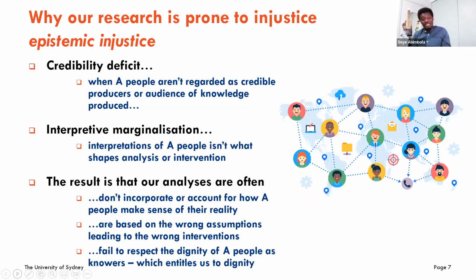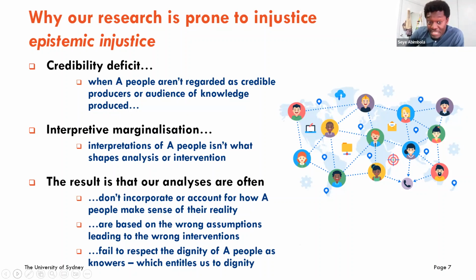Now, what Fricker said, and how she described those two forms of epistemic wrongs, one of them is the idea of credibility deficits, which she defines, which I would describe here as when people are not regarded as credible producers or audience of knowledge that is produced.